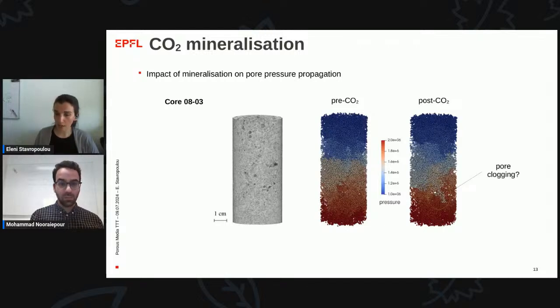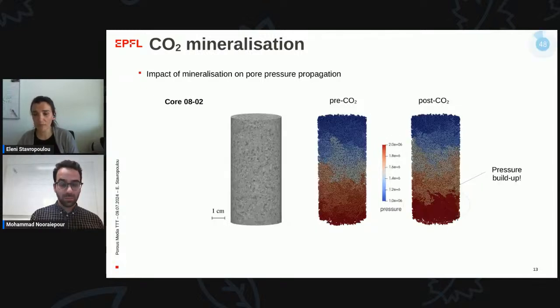For instance, this lens here, where we see that the pressure does not propagate through this area, and this might hint at pore clogging locally in the material. Or even on the contrary, we have some pressure build-up lenses in a different core. So we do see the macroscopic results from the lab, but with these techniques and methodologies, we can, for instance, target in the microscale where things exactly happen and are more prone to occur.